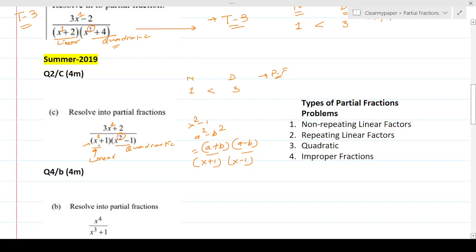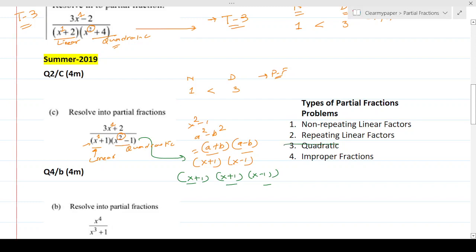Okay, there's already a given factor x plus 1. And this x square minus 1 splits into these two terms: x plus 1 and x minus 1. This is how it looks. So what does it look like? All the factors are linear, so that's a good thing. All the factors are linear. That means this quadratic is ruled out. It's not going to be quadratic.